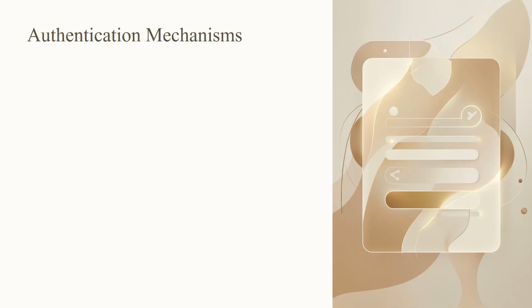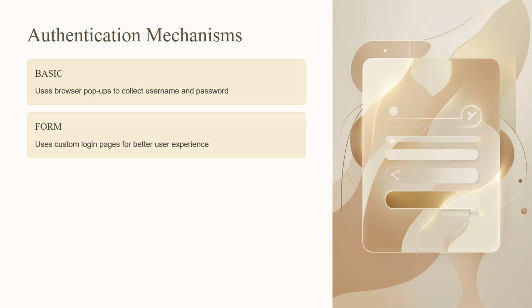Now let's look at the different authentication mechanisms available in servlet security. The first is basic authentication. This method uses a browser pop-up to collect the username and password. It's simple to implement but not very user-friendly and should always be used with HTTPS for safety. Next is form-based authentication. This allows developers to create custom login pages, providing a better user experience and more control over the interface.